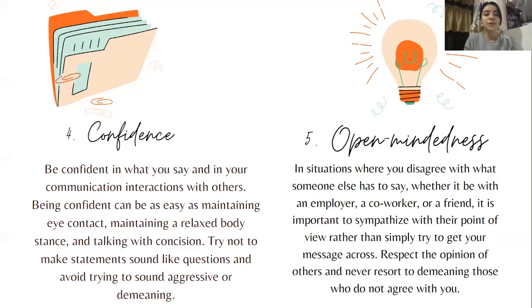Point number 4, confidence. Be confident in what you say and in your communication interaction with others. Being confident can be as easy as maintaining eye contact, maintaining a relaxed body stance, and talking with concision. Try to not make statements sound like questions, and avoid trying to sound aggressive or demanding.